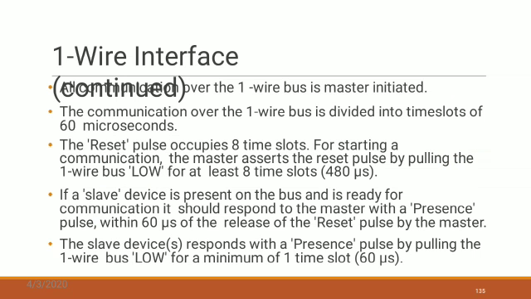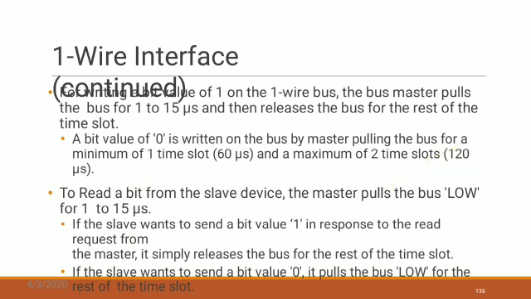So there are some time constraints which we have to follow, right, or else it will not work in the proper fashion. The slave device or devices respond with the presence pulse by pulling the one-wire bus low for a minimum of 1 time slot, that is 60 microseconds. Here 1 time slot is 60 microseconds. Then the bus master pulls the bus low for 1 to 15 microseconds and releases the bus for the rest of the time slot.